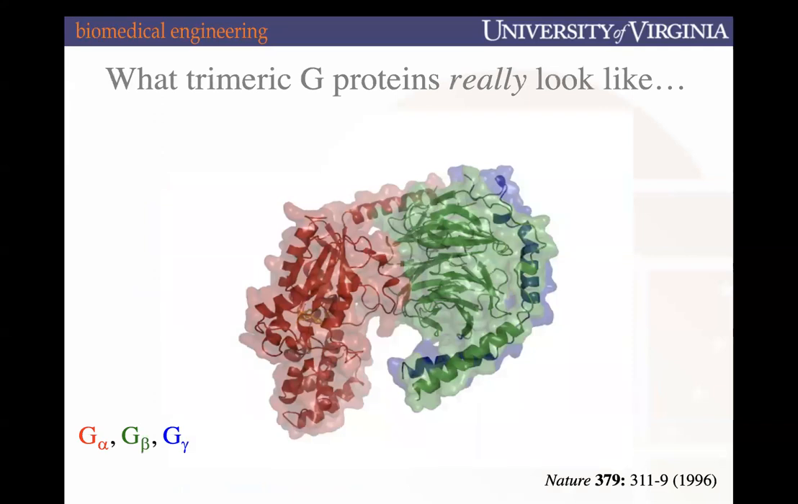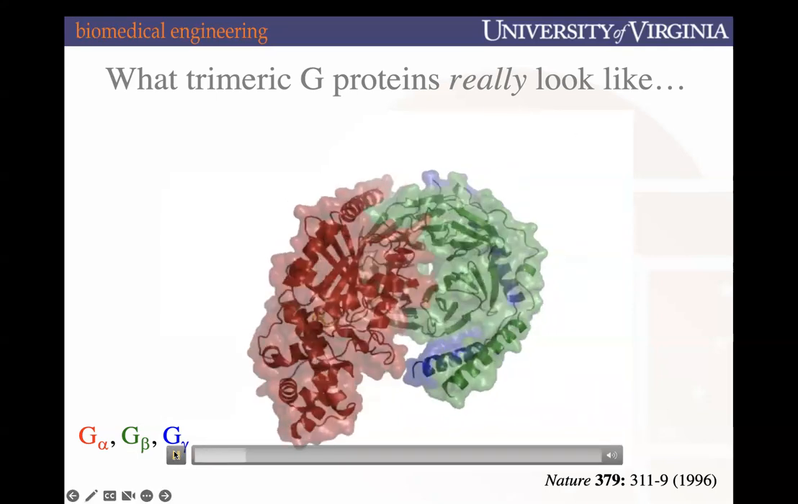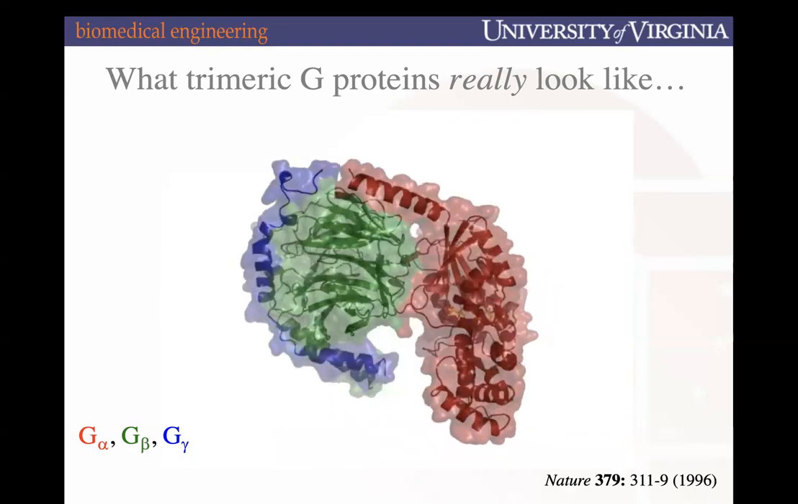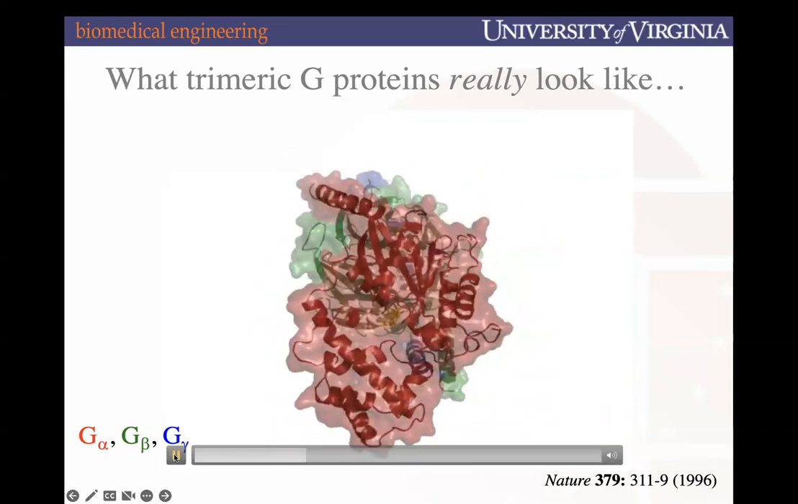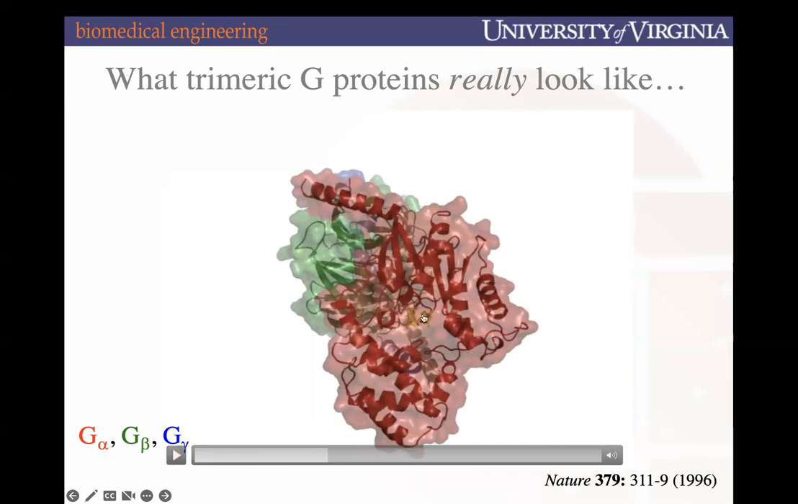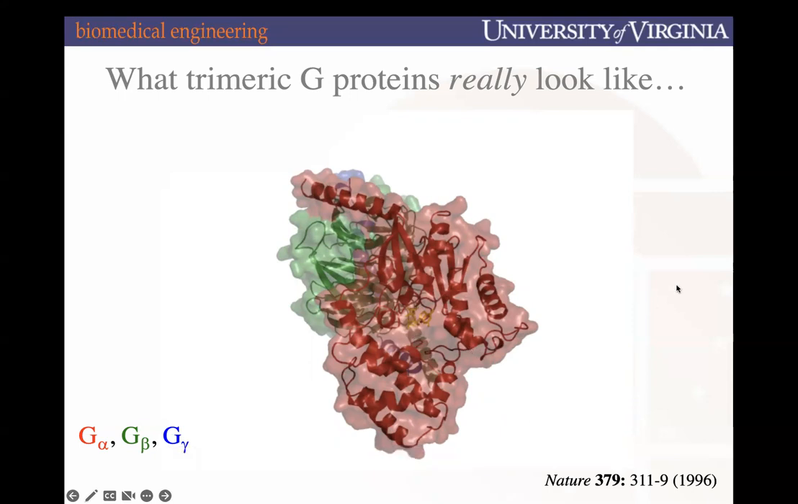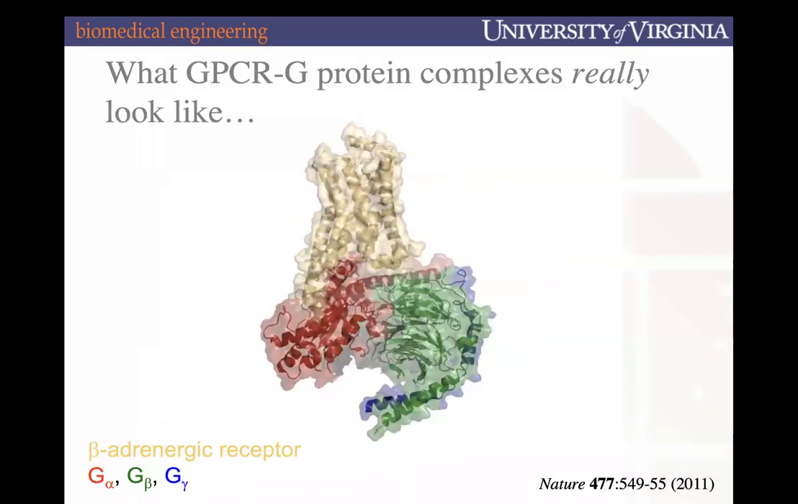So this is what the trimeric G proteins really look like. We have our alpha subunit in red, we have our beta subunit in green, and our gamma subunit in blue. And particularly in the alpha subunit, what we can see is, I'm going to try and see if I can catch it right here. So right there in the alpha subunit is the GTP binding pocket. And so it took a long time to try and characterize these structures. This is what the G protein looks like with a G protein coupled receptor in gold.